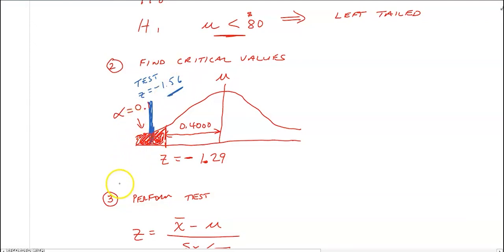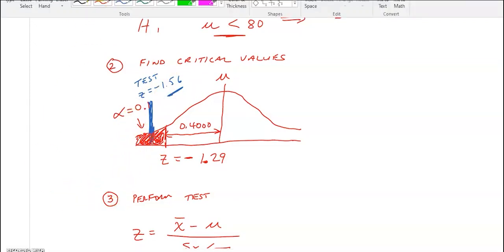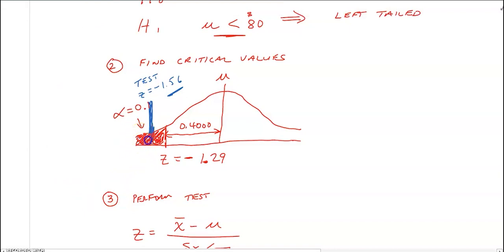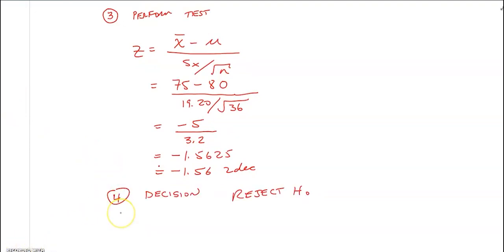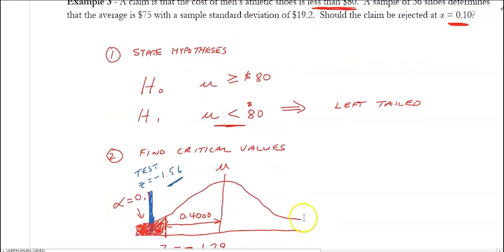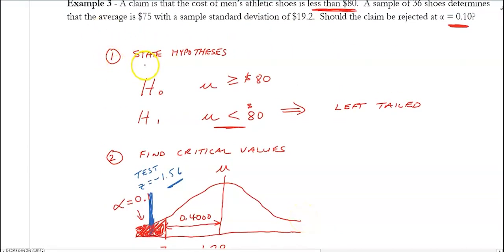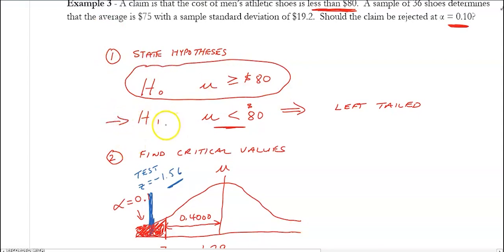Okay, and you can see when we make our decision, what is that telling us to do? Well, since it's in the critical region, we are going to reject H naught. So our decision is to reject H naught. Let's go back and revisit. We're going to reject this claim, and we're not going to reject that claim.